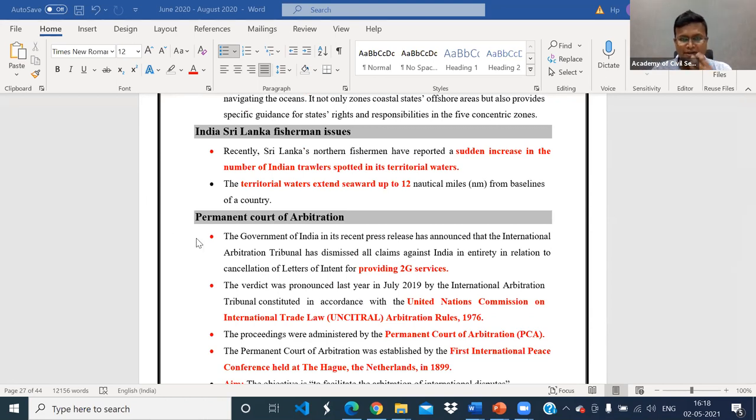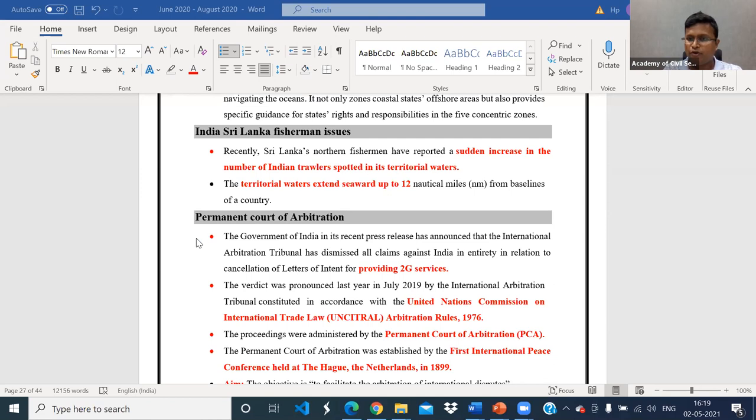Permanent Court of Arbitration and the government of India. Obviously, we had a 2G case, the 2G spectrum case, you might be aware of earlier. We cancelled a lot of letters of consent for providing 2G services a long time back, because from different countries we had taken the letter of consent that we will give you the freedom to launch the 2G network in India. Then those letters, the Indian government cancelled later due to some issues.